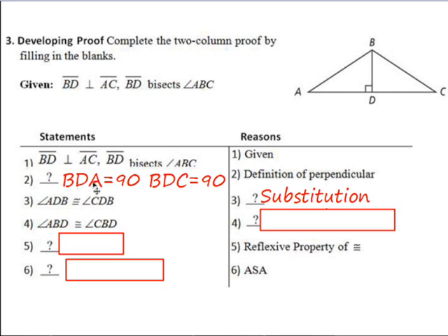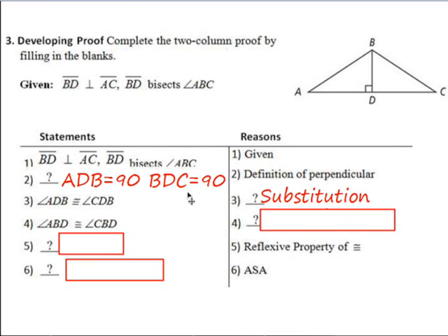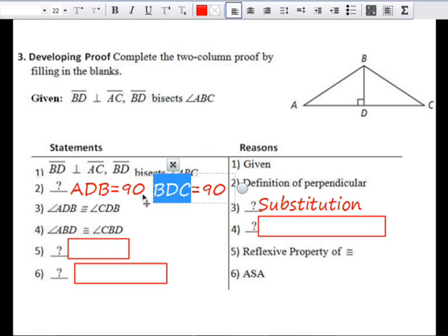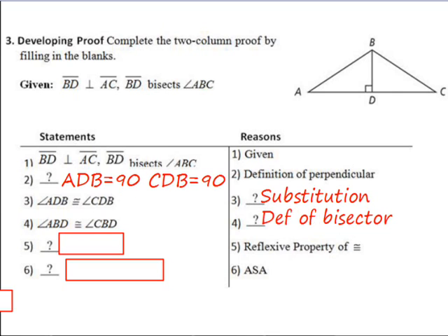And here, this is ADB. You guys need to know this is ADB also. I could just write ADB. That's the same angle. And I could write CDB here. And so they're equal to each other because of substitution.